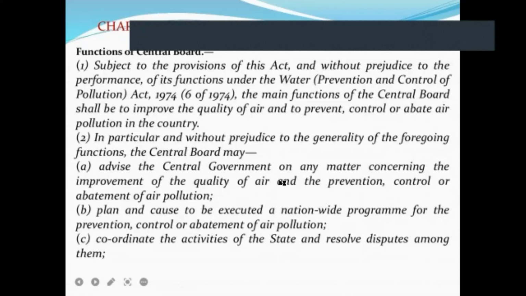So it is the chain. Okay, it is the chain, that is state board, then CPCB, then central government. So if any difficulties arise in the state, what will they do? They will convey a message or report to the CPCB, then the CPCB will report to the central government if it is country related. Okay, these are the functions of the central board.